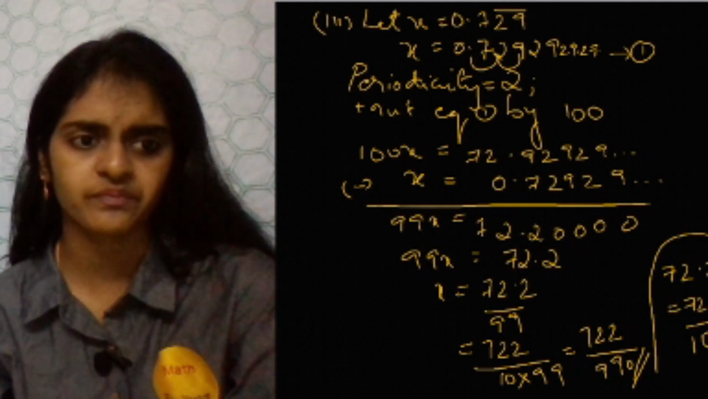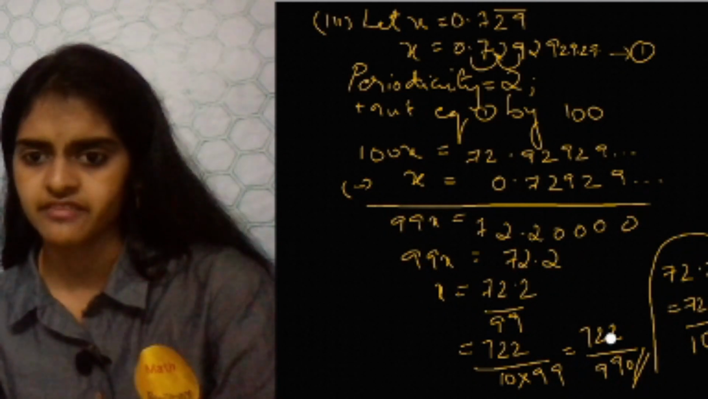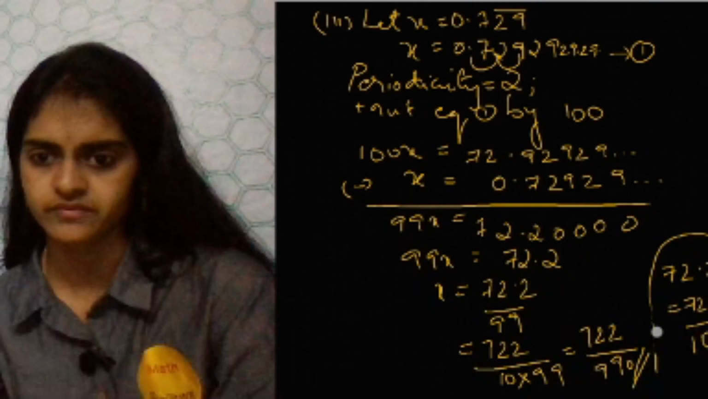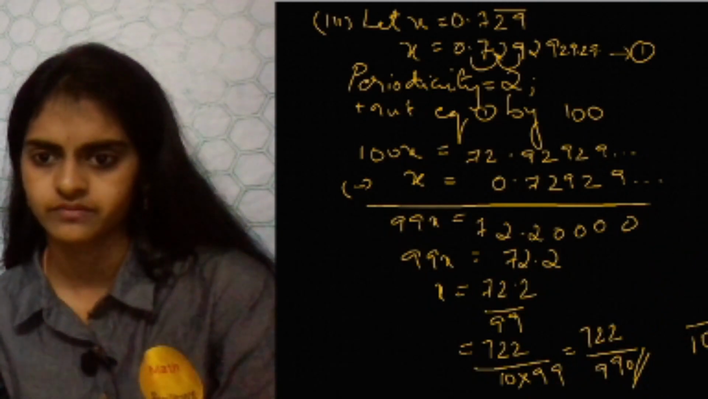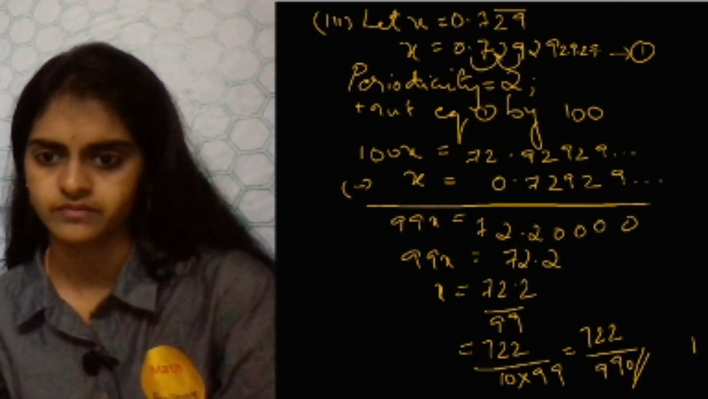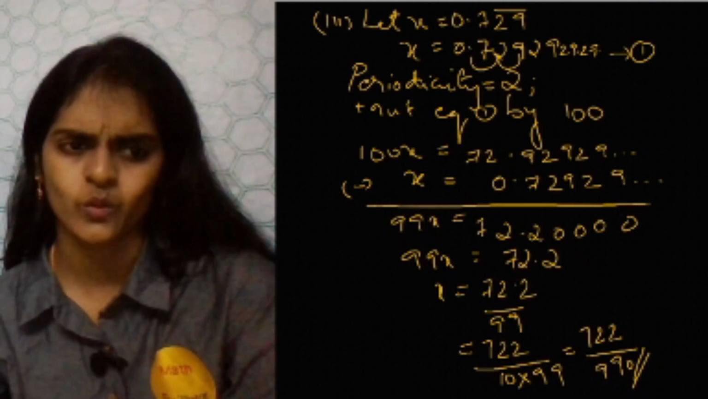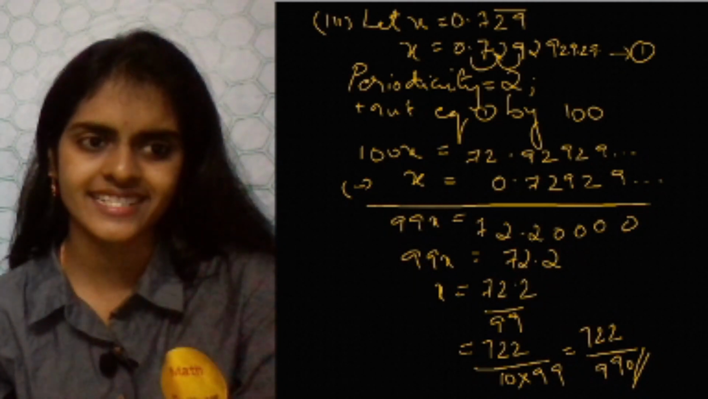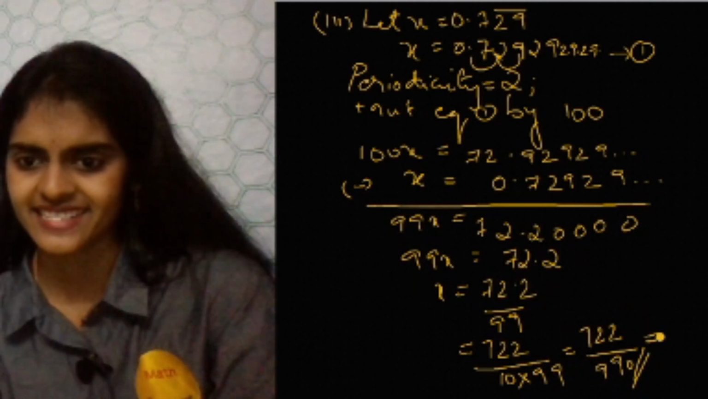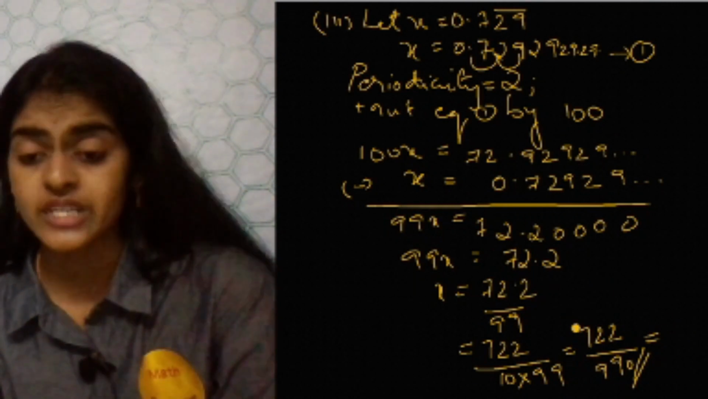So let me erase this first. So let us write the final answer here. Yes. So are you getting it? Are you understanding? So let us see the final answer. This is nothing but, if you cancel it with the 2 table, what do you get?